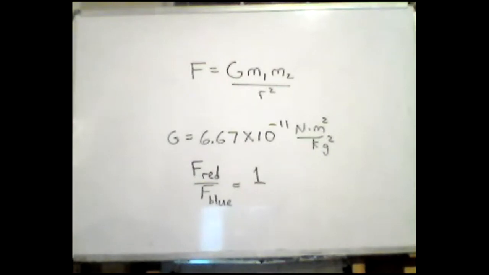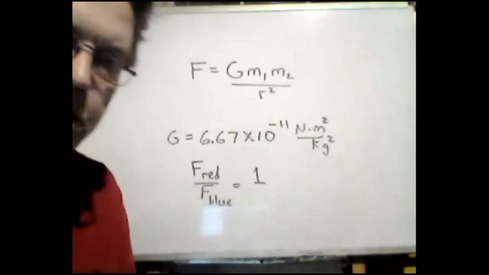The ratio is 1. The gravitational force on the blue object, because of the gravitational attraction from the red object, is exactly equal to the force on the red object as a gravitational attraction by the blue object. They feel the same force. The force that you feel because you're on the Earth is the exact same force the Earth feels because you're on it. It's a mutual attractive force. The magnitudes are the same.